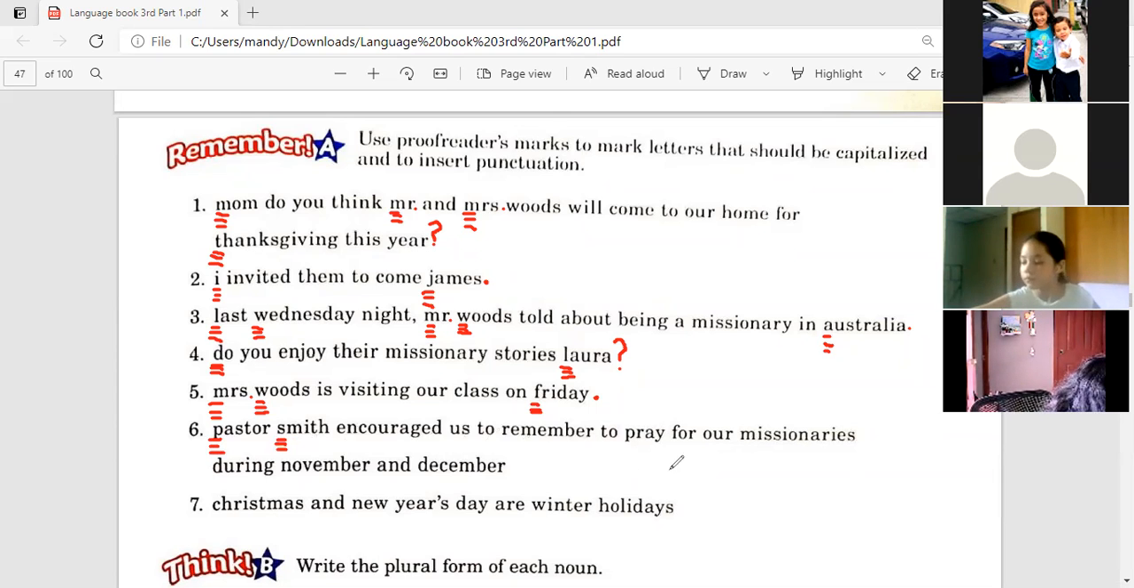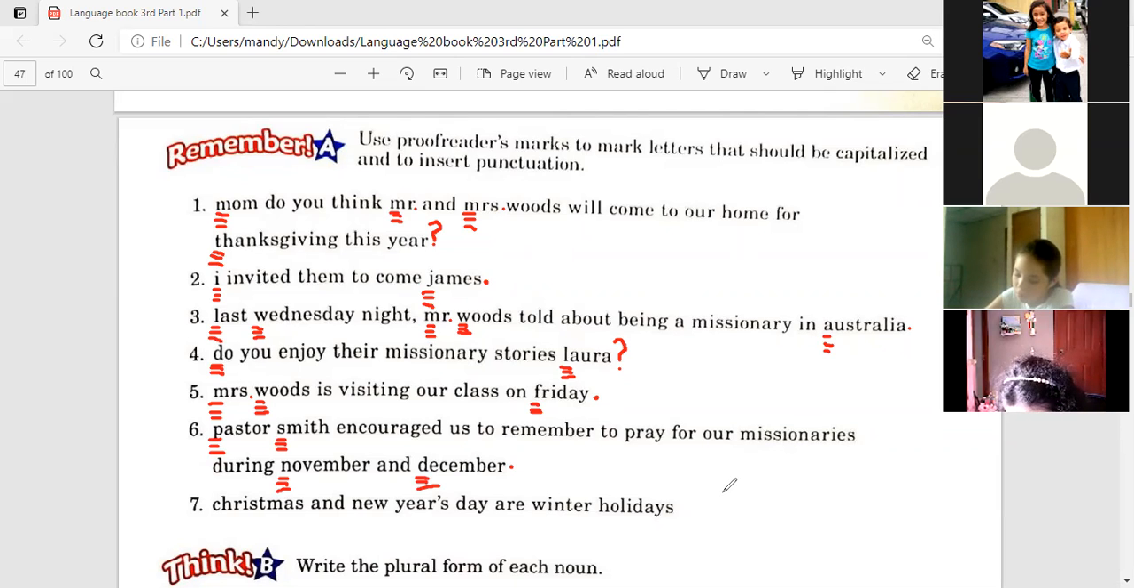Encouraged us to remember to pray for our missionaries during November. Okay, this one is another word because this one is, let's see, the name of a month of the year. So we work with capital letter. And December, yes? Okay, and at the end, we write period because this one is a declarative sentence, yes? Okay, thank you, Jimena. And the last one, number 7.